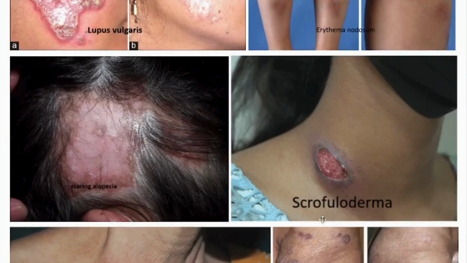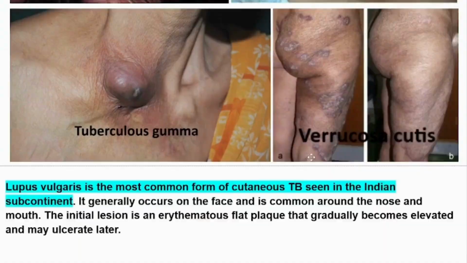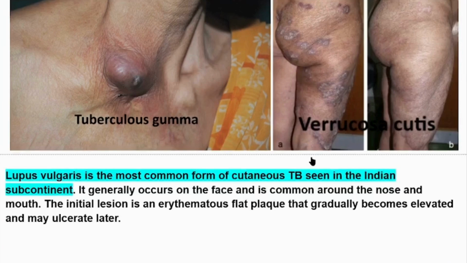Scrofuloderma, here we can see Scrofuloderma in the neck of a patient involved with tuberculosis. Tuberculous gumma is another skin presentation of tuberculosis, and Verrucosa cutis, as we can see here, these lesions are called Verrucosa cutis and are another presentation of cutaneous tuberculosis.